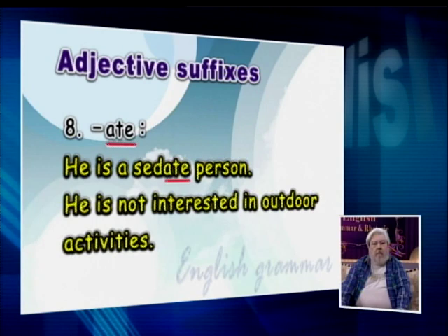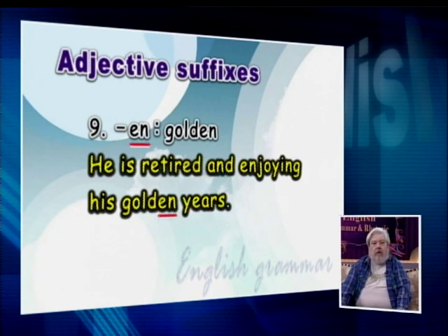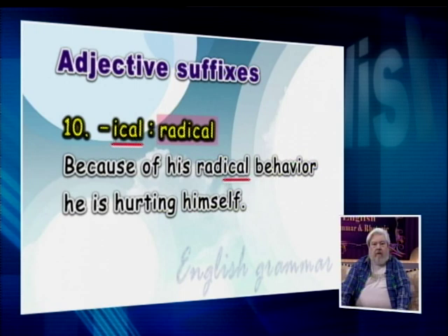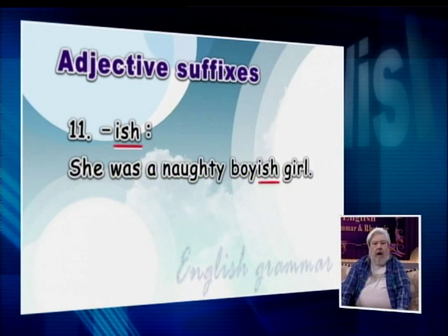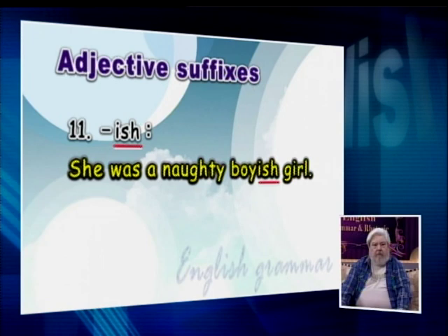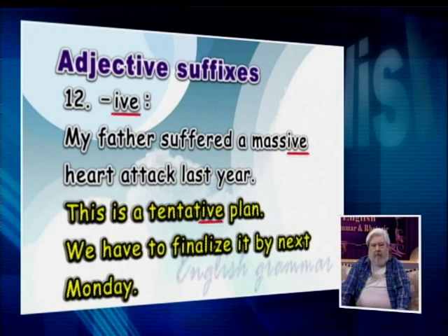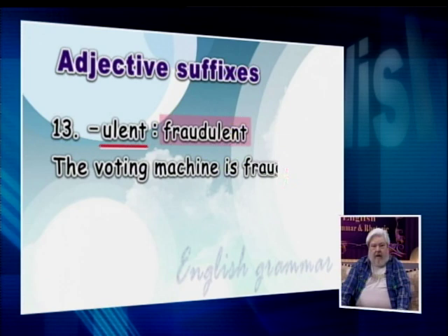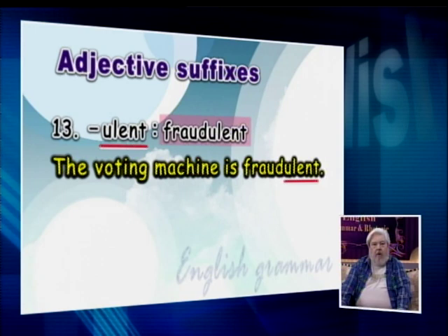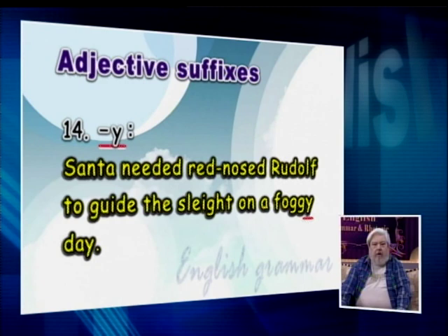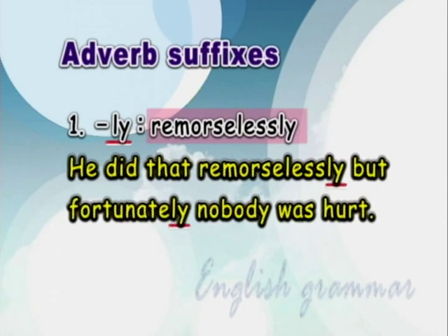E-N. He is retired and enjoying his golden years. I-C-A-L. Because of his radical behavior, he is hurting himself. I-S-H. She was a naughty, boyish girl. I-V-E. My father suffered a massive heart attack last year. This is a tentative plan. We have to finalize it by next Monday. U-L-E-N-T. The voting machine is fraudulent. Why? Santa needed red-nosed Rudolph to guide the sleigh on a foggy day. Adverb suffixes. L-Y. He did that remorselessly, but fortunately, nobody was hurt.